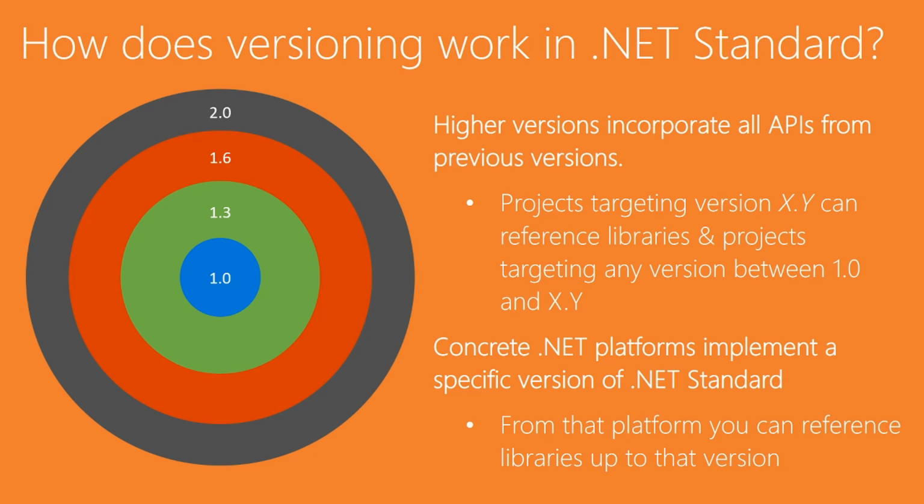Instead, .NET Standard versions are actually subsuming all previous versions of .NET Standard. In other words, higher versions always have all the APIs from the lower versions. And if you want to visualize that, it just looks like the concentric circles you can see on the left. Specific .NET platforms simply implement specific versions of the standard. And at the time they ship, they probably just implement the latest version of the standard.